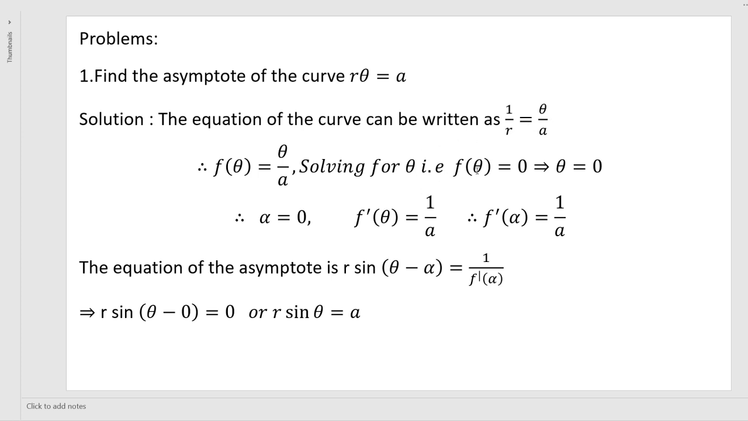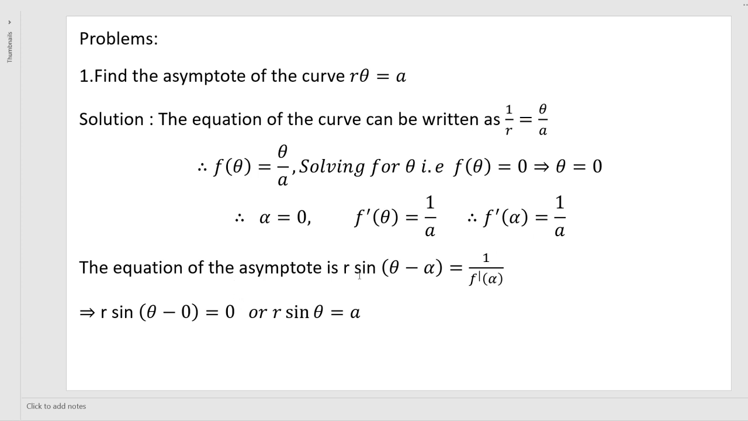On solving f of theta is equal to 0, theta by a is equal to 0, so theta is equal to 0. That is, the root is alpha; I consider a single root is there. Therefore, I consider alpha is equal to 0. Then find f dash of theta. F dash of theta is equal to 1 divided by a. So f dash of alpha is also 1 by a, because there is no theta term to put the alpha.